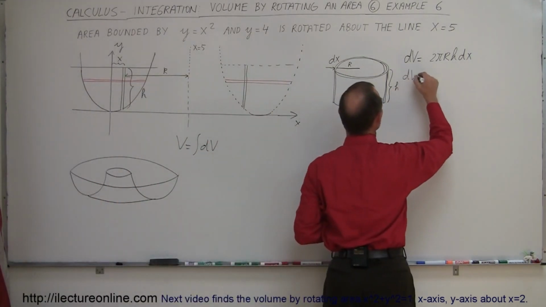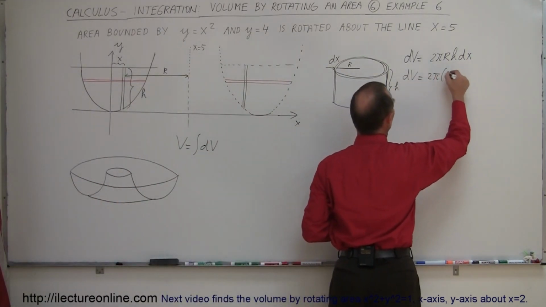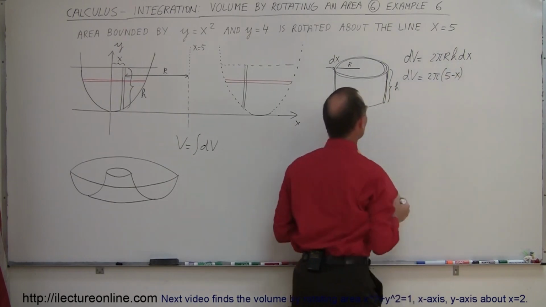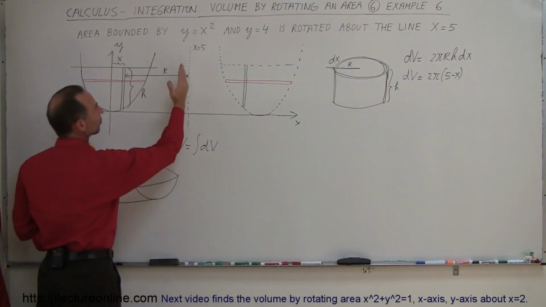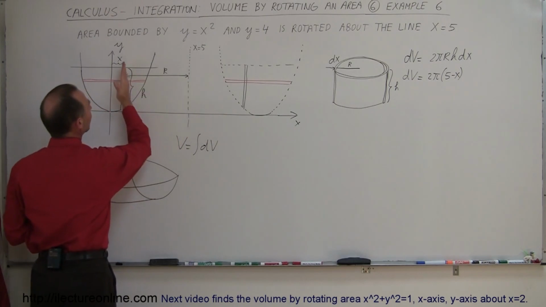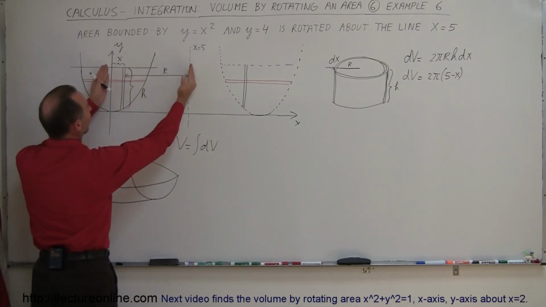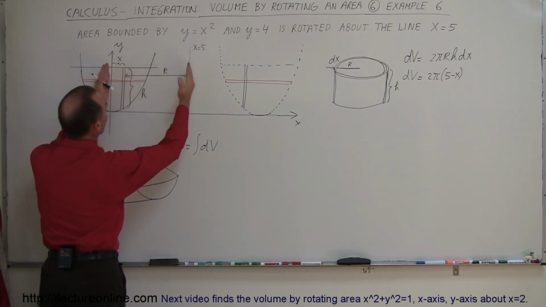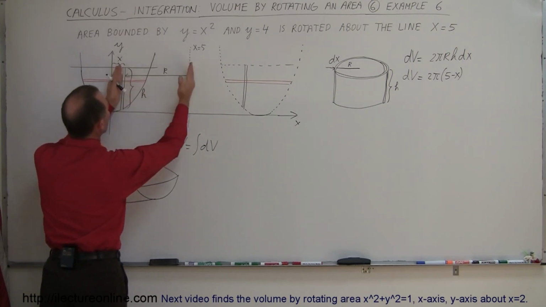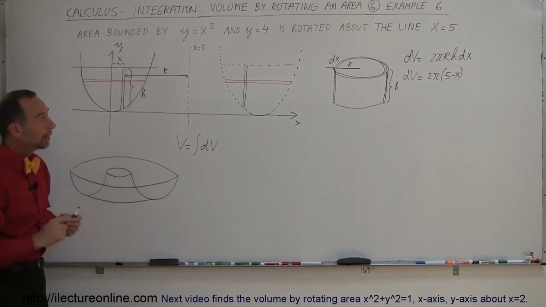So therefore dV is equal to 2 pi. Instead of r, we can write 5 minus x, which is the distance from the center of the cylinder to the edge of the cylinder, and that would be this distance minus this distance, which means 5 minus x gives me r. All right, now the height.